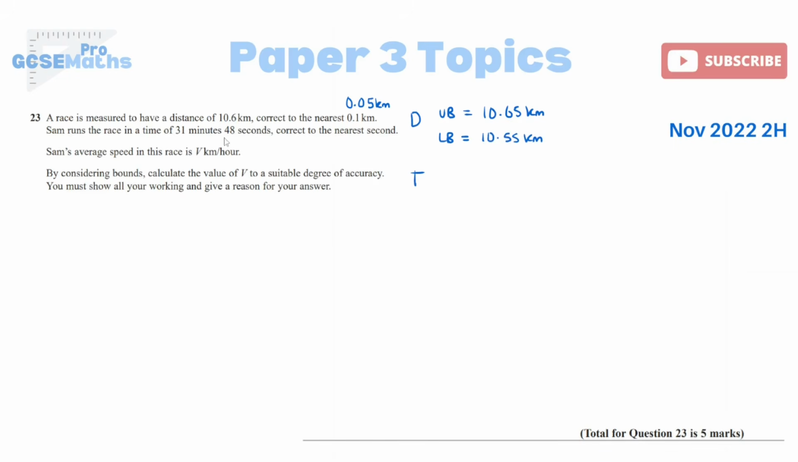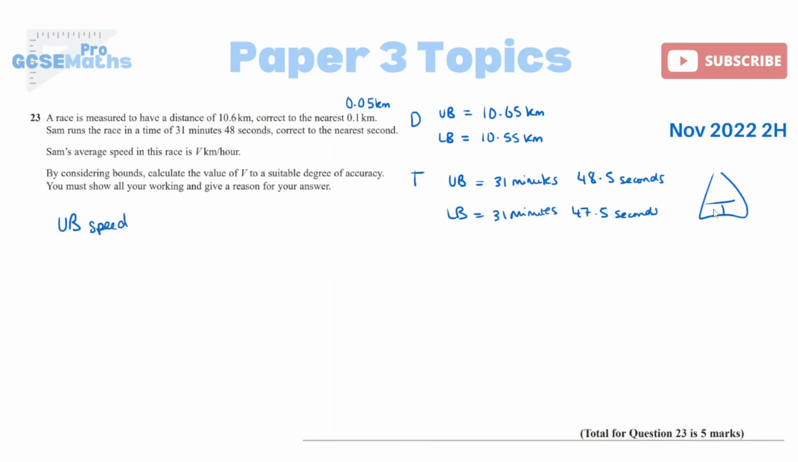Then for the time, this is the one that's tricky because we've got minutes and seconds, rounded to the nearest second, but the speed is in hours. So we'll have to find the upper and lower bound as it is, and then when we do our calculation, convert it to hours. The upper bound would be, obviously the 31 minutes doesn't change, does it? And as I said, add or subtract half of what it's rounded to. It's rounded to the nearest 1 second. So adding half a second, 48.5 seconds, or taking away for the lower bound is 31 minutes 47.5 seconds.